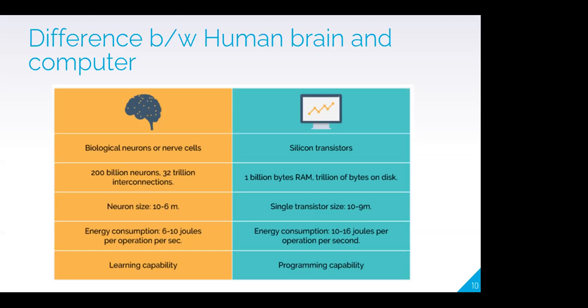So the main difference between humans and these computers is that humans can forget, but neural networks can't. Once fully trained, a neural net will never forget. Whatever a neural network learns is hard-coded and becomes permanent. But a human's knowledge is volatile and doesn't have to be permanent all the time. A computer, as shown in this chart, uses silicon transistors, but our brain has biological neurons or nerve cells. The computer has 1 billion bytes of RAM and trillions of bytes on disks, and the brain has 200 billion neurons and 32 trillion interconnections.